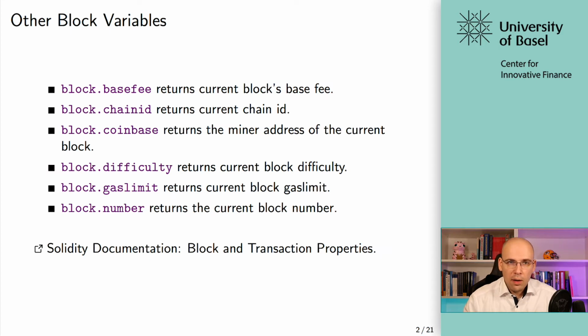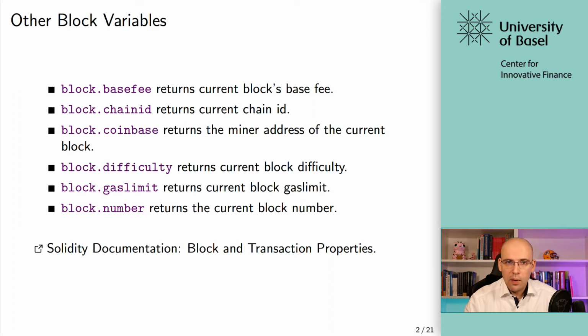There are other block variables, of course, for example, block.basefee that returns the base fee of the current block. Block.chainid returns basically the rules under which this block has been created. Recall, the chain ID refers to a specific instance of the blockchain. So we have a chain ID for mainnet, we have a chain ID for all the various testnets. There is a chain ID also for Ethereum Classic as an example. And of course you have a chain ID when you're setting up your own blockchain, for example, using Ganache, basically a local test blockchain, and it has its own chain ID.